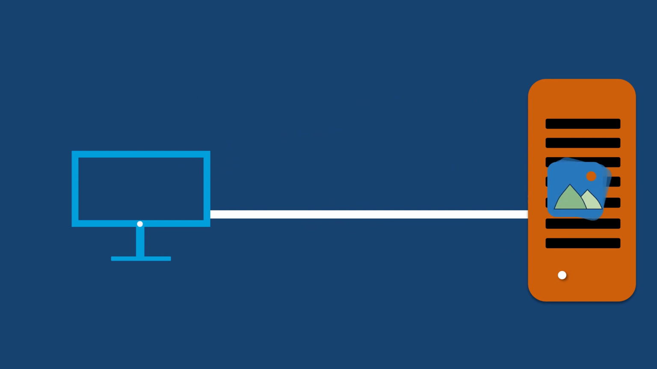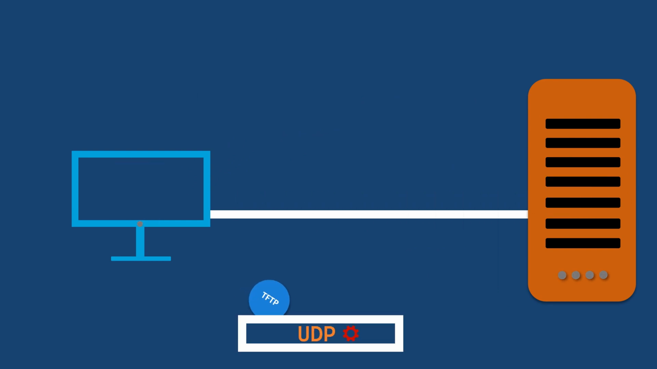TFTP is a simple protocol for transferring files. TFTP works on the UDP protocol, using well-known port number 69.